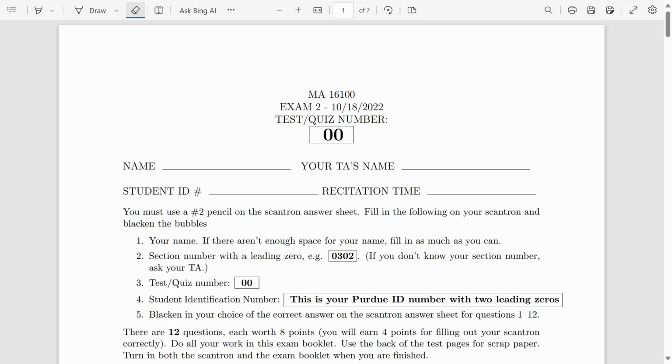All right, this is MA 161's Fall 2022 Exam 2. So this is, I think, going to be the earliest or latest Exam 2 that I'm doing for Calc 1, the one from Fall 2022.